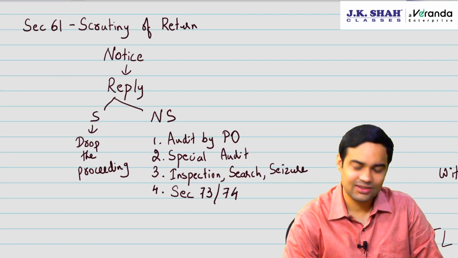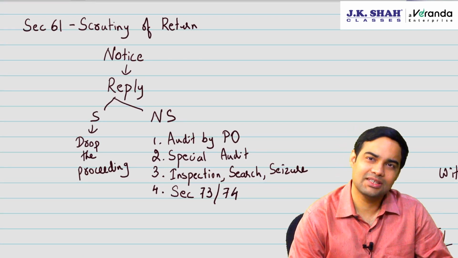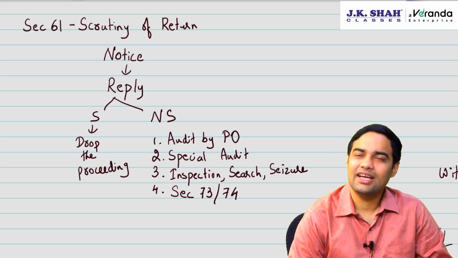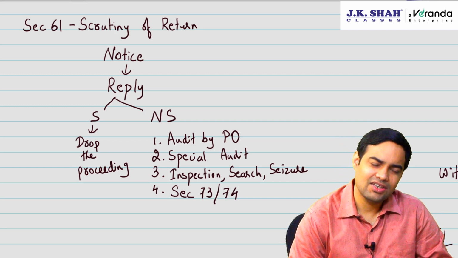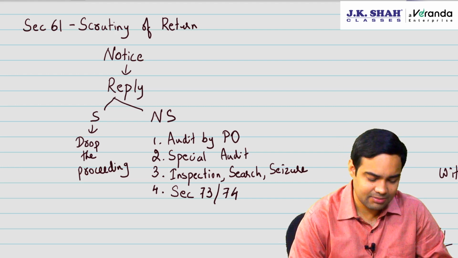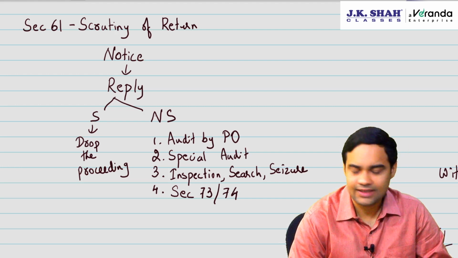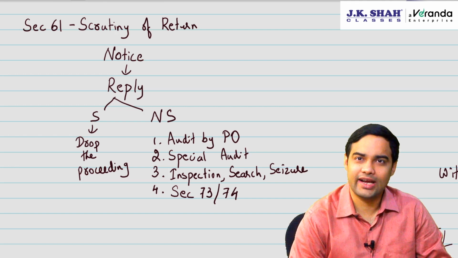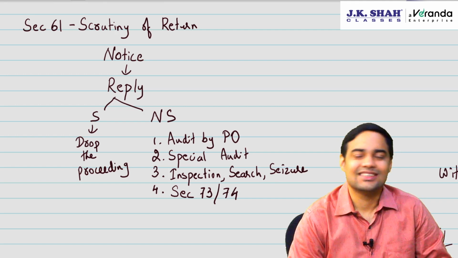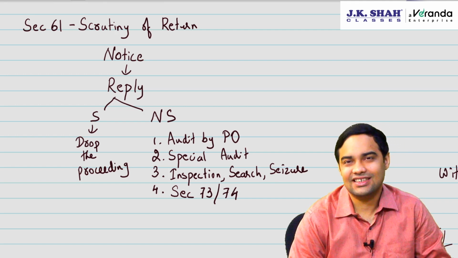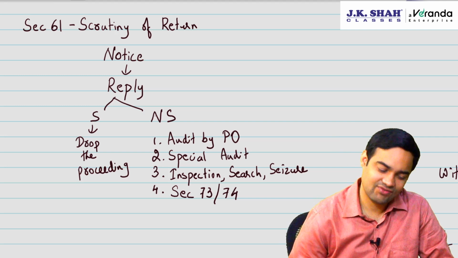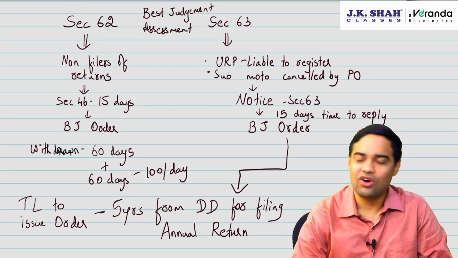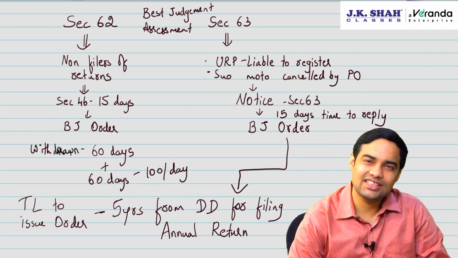Any return can be scrutinized by proper officer for discrepancies. Those discrepancies will be pointed out. A notice will be sent. Reply not more than 30 days time will be given, or such further period as the PO may determine. If he is satisfied with the reply, he will drop the proceedings. If he is not satisfied, he can take 4 actions. 1. Audit, special audit, inspection, search, seizure, notice under 73-74. Then 2 cases of best judgment assessment, order passed without following section 73-74.